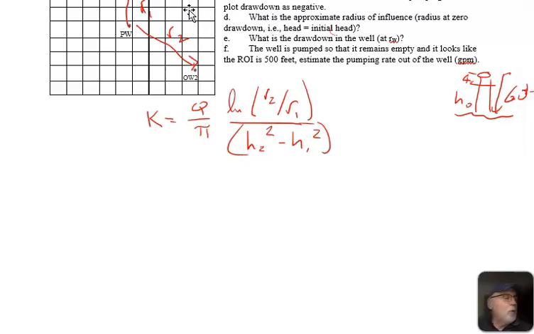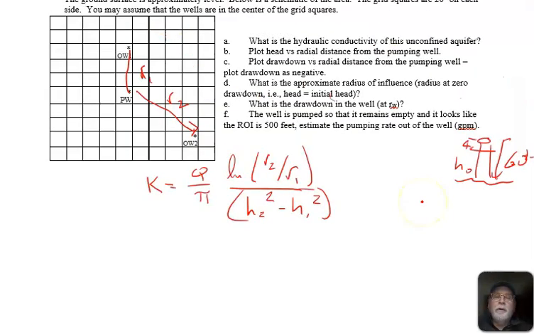Now, rearranging that equation, you should have it also in your notes, rearranged for the head. First of all, you have the radius, you have the heads, you have the flow. You can calculate the hydraulic conductivity. Then plot drawdown versus radial distance. Drawdown is plotted as negative, so if it's drawn down 20 feet, it would be minus 20 feet. So make it look like that. That's what the actual drawdown looks like.